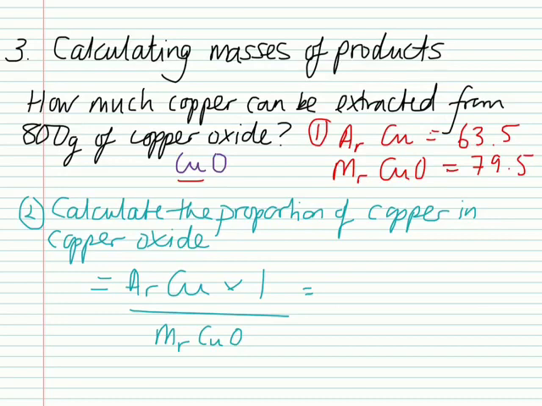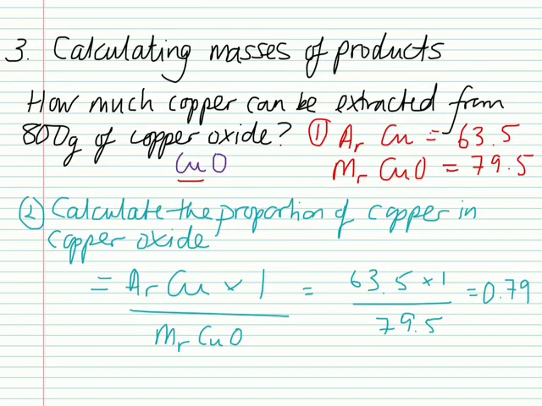So the proportion of copper in copper oxide is 63.5 times 1, because there's only 1 atom of copper in the molecule, divided by 79.5. That's the formula mass of that formula. This works out at 0.79. This tells us that for 1 gram of copper oxide, 0.79 grams of it is actually copper. The rest is oxygen. For every 1 gram of copper oxide you take out of the ground, you can extract 0.79 grams of copper.